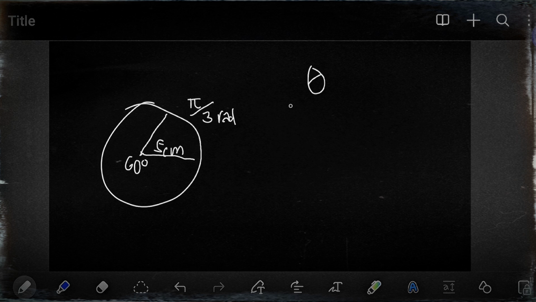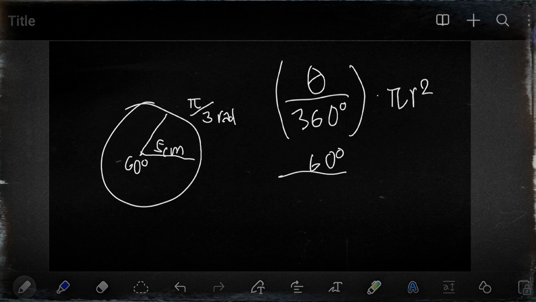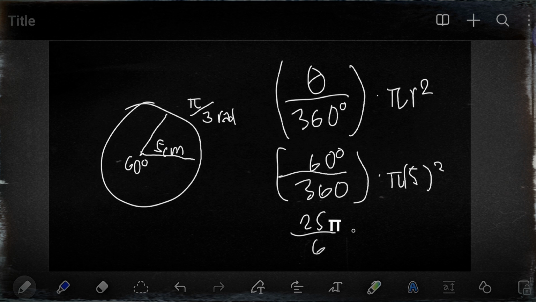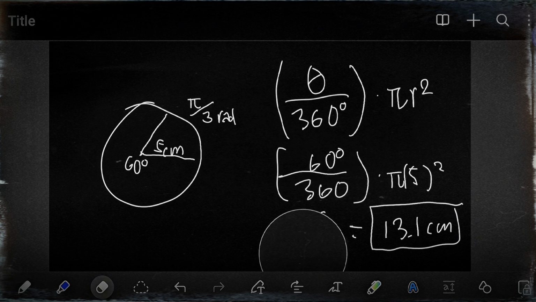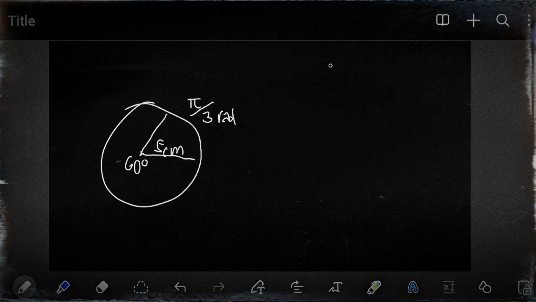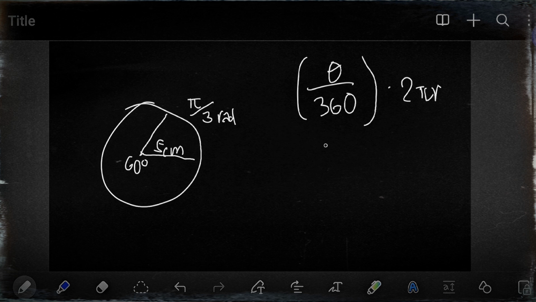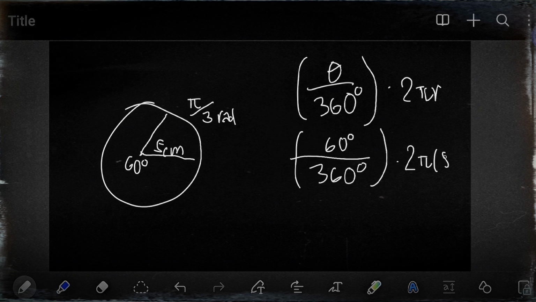Let's substitute them. If it's the area of a sector in degrees, then it will be 60 over 360 times pi times 5 squared. So it will be 25 pi over 6, or approximately 13.1 square centimeters. If it's arc length in degrees, then the formula will be theta over 360 times 2 pi r. Let's substitute again. So it will be 60 over 360 times 2 pi times 5. So it will be 5 pi over 3, or approximately 5.24 centimeters.